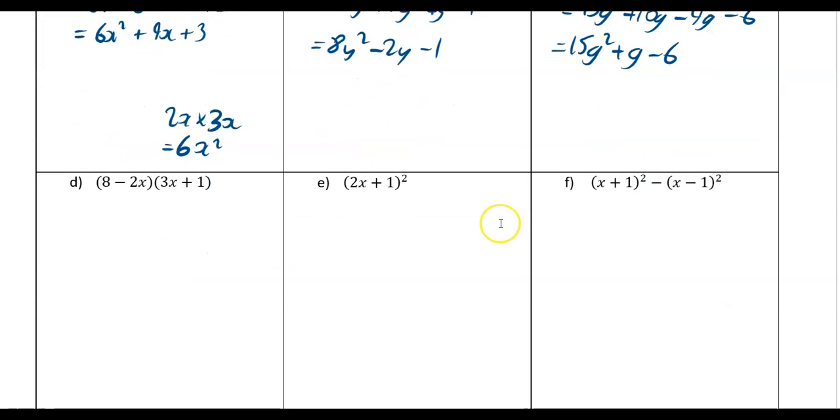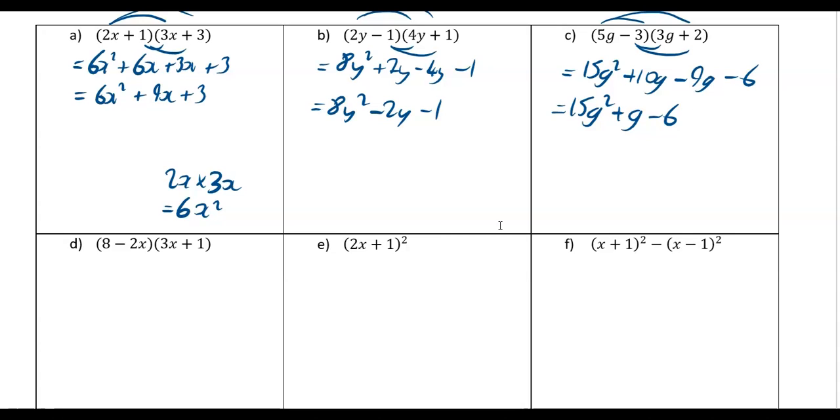Okay, I will actually show you D just because it's a little bit different, just that they have the numerical term first, so it just confuses people a wee bit. So 8 times 3x is 24x. 8 times the 1 is plus 8. Then minus 2 times the 3x is going to be minus 6x. Then x times x is x squared. And minus 2 times the 1 is minus 2x.